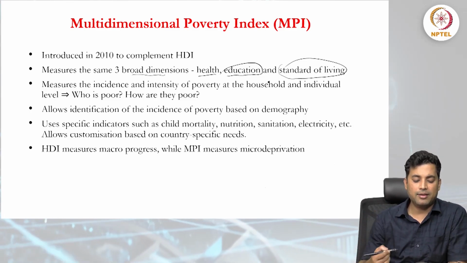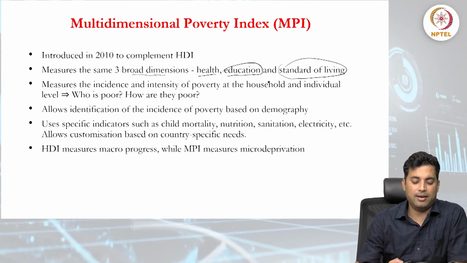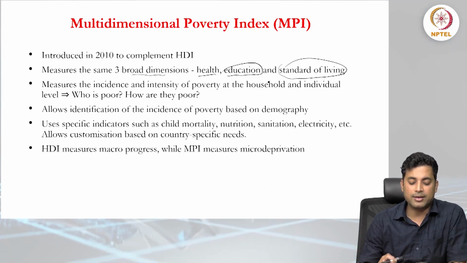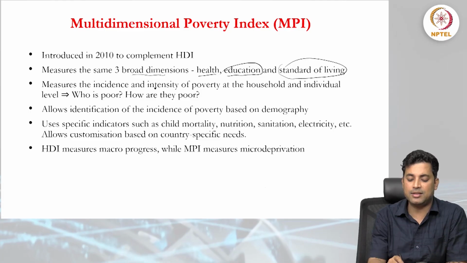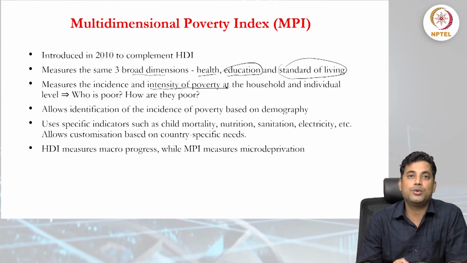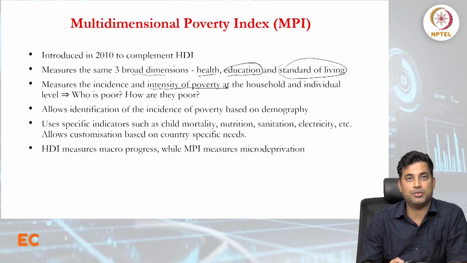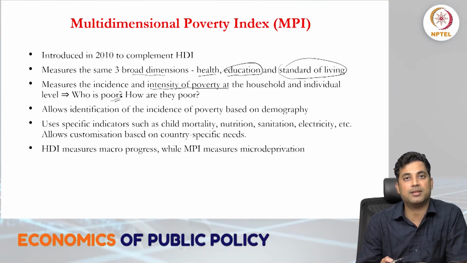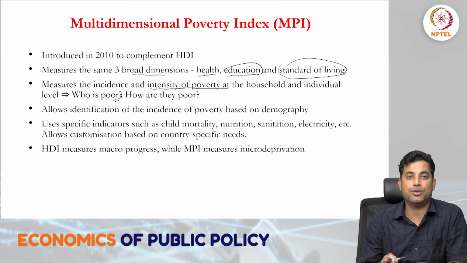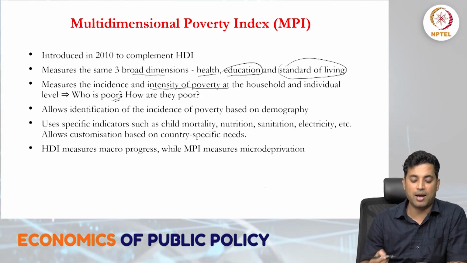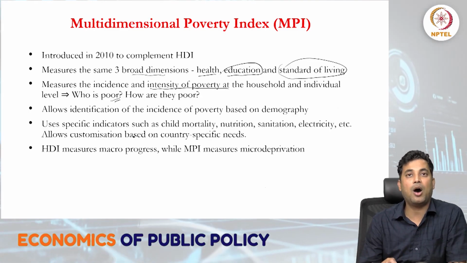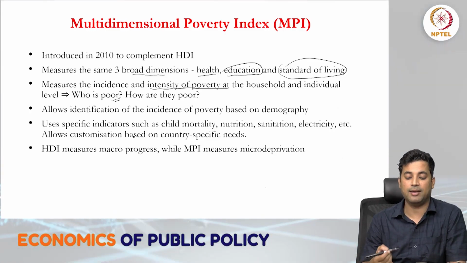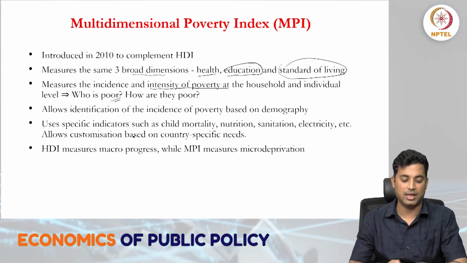So MPI is taken as a measurement to understand the incidence and intensity of poverty at the household level and also at the individual level. Not only the household, but how many members are falling into that poverty trap. Who is poor and how they are poor are also taken into account in this multidimensional poverty index.